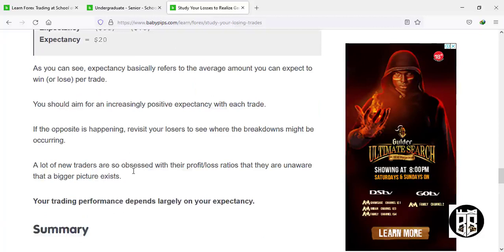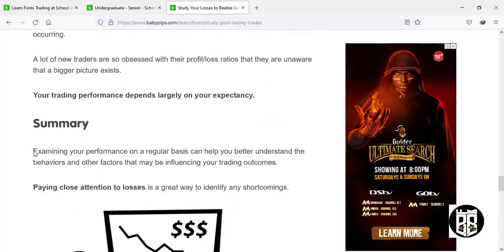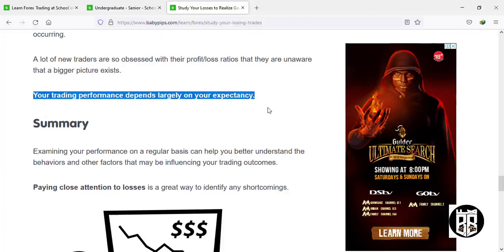From the example above, your aim should be to increase your positive expectancy with each trade. If the opposite is happening, revisit your losers to see where the breakdowns might be occurring. A lot of new traders are so obsessed with their profit-loss ratios that they are unaware that a bigger picture exists. Your trading performance depends largely on your trade expectancy.